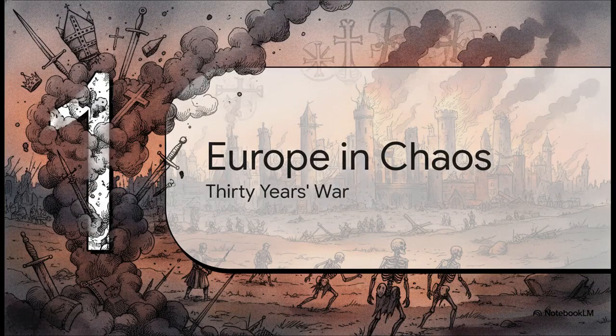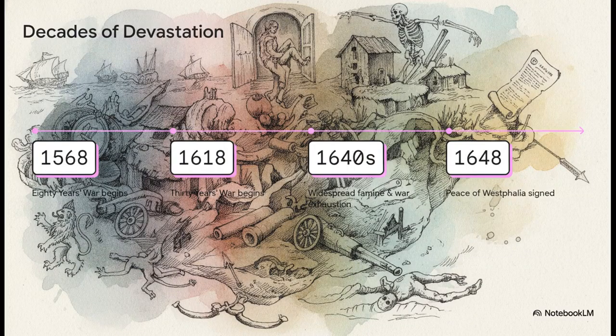Section 1. Europe in Chaos. To figure out how we got our modern borders, we literally have to travel back to an era of apocalyptic devastation, where overlapping religious and imperial authorities plunged Europe into absolute, utter chaos. The sheer exhaustion of this era is hard to overstate.